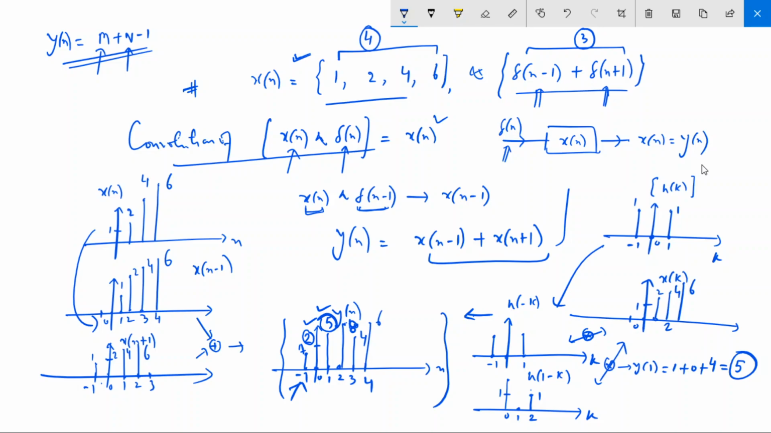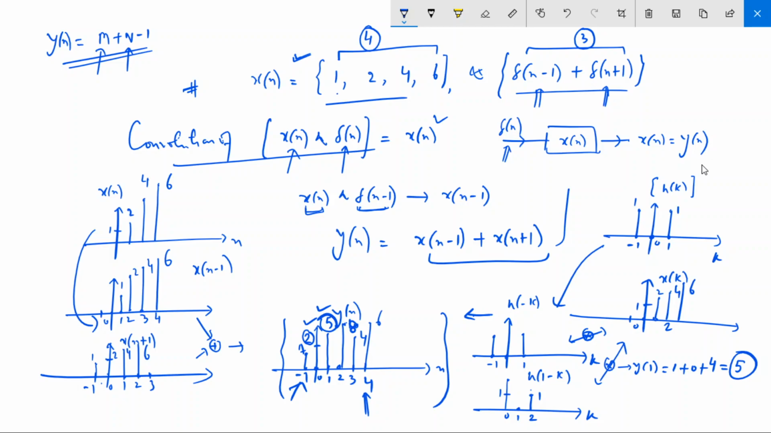Okay. It means if one signal has 4 samples and another has 2 samples, how many samples will be in the output? It is 4 plus 2 minus 1. So it is 6 minus 1, that is 5 samples. And another thing that you can conclude is that you can find the upper and the lower limit of the non-zero samples in the output.